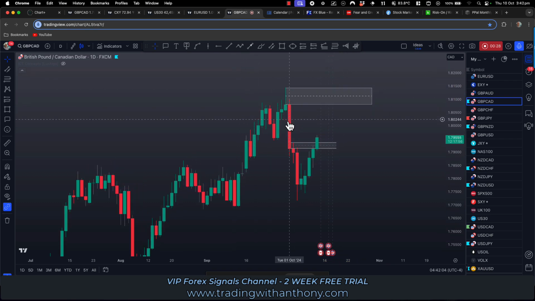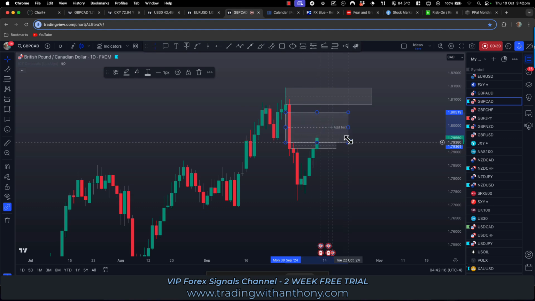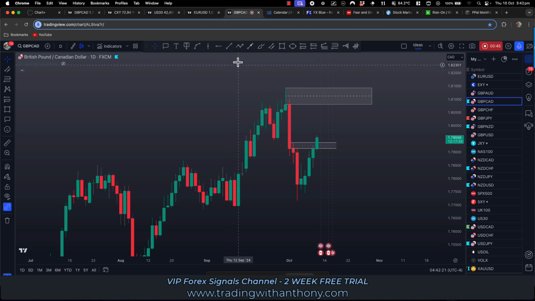This is a bearish imbalance on the daily time frame. So the imbalance runs from this level through to here. Okay, so it's now trading into it. I'm going to set up a target midway through the imbalance. So that will be target 1.